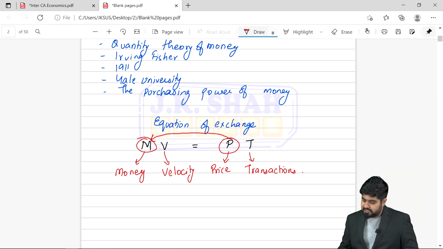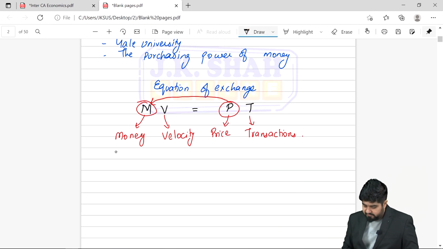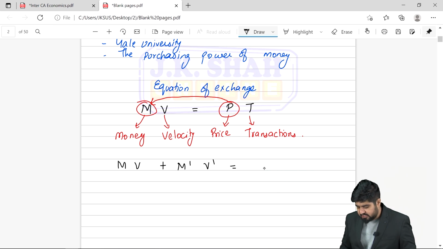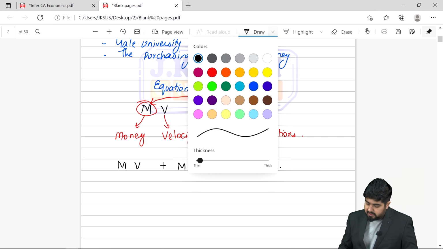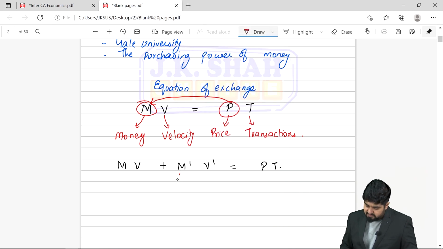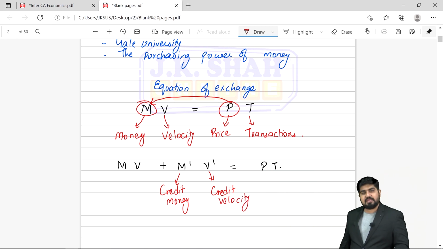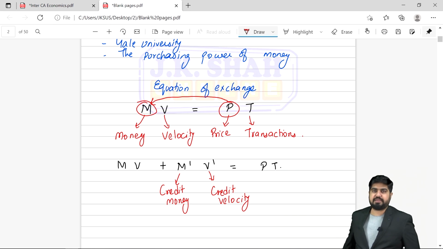But that's not all. He has also considered one more thing, and that is called credit transaction. So if we also take into consideration the credit transaction, it will be MV plus M dash V dash equals PT. Now what is M dash V dash? M dash would be credit money and V dash is credit velocity. So there is credit money and there is credit velocity.